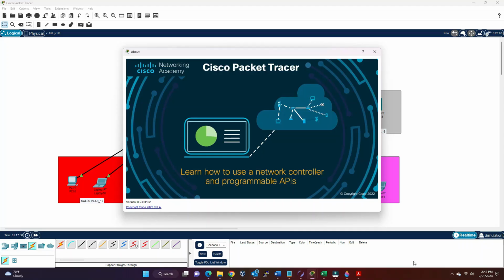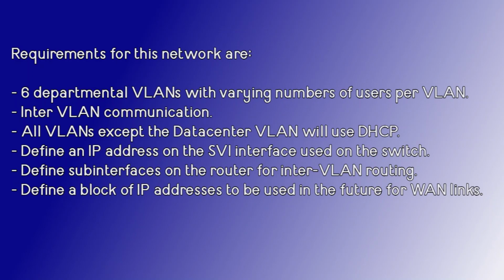cisco.com. Requirements for this network are 6 departmental VLANs with varying numbers of users per VLAN. Inter-VLAN communication. All VLANs except the data center VLAN will use DHCP. Define an IP address on the SVI interface used on the switch. Define the sub-interfaces on the router used to route traffic between VLANs. Define a block of IP addresses to be used in the future for WAN links.